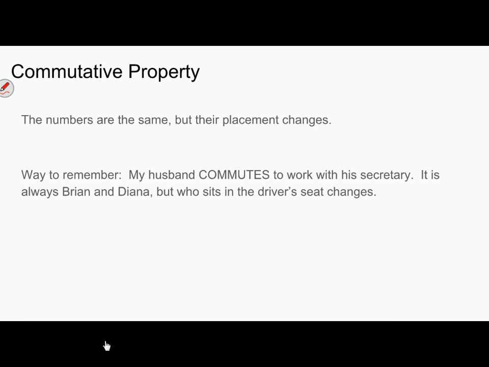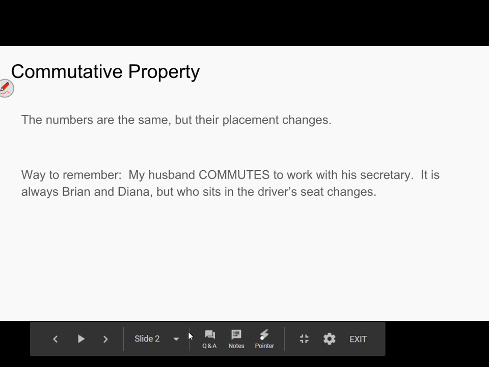Commutative property, the numbers are the same, but their placement changes. One way to remember that I've told you guys before is my husband commutes, sounds like the word commutative, to work with his secretary. It is always Brian and Diana in the car, but who sits in the driver's seat changes. Same is true for commutative property. It's the same numbers, but their order changes.